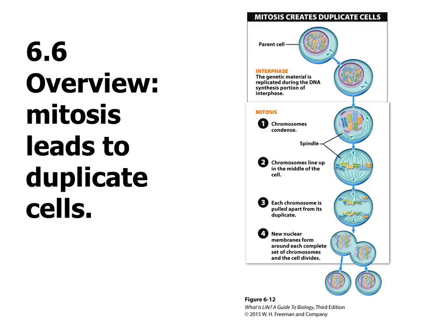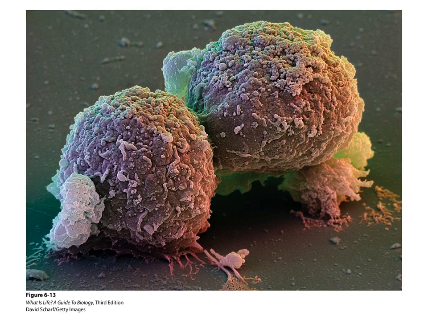So for mitosis to begin, the parent cell replicates its DNA, creating a duplicate copy of each chromosome. Once this task is completed, mitosis can take place. Mitosis occurs in 4 steps in which the now duplicated chromosomes are separated into 2 identical sets in 2 separate nuclei, after which the cytoplasm and the rest of the cell are divided into 2 cells that pinch apart. So here you're seeing the pinching apart of 2 identical daughter cells.